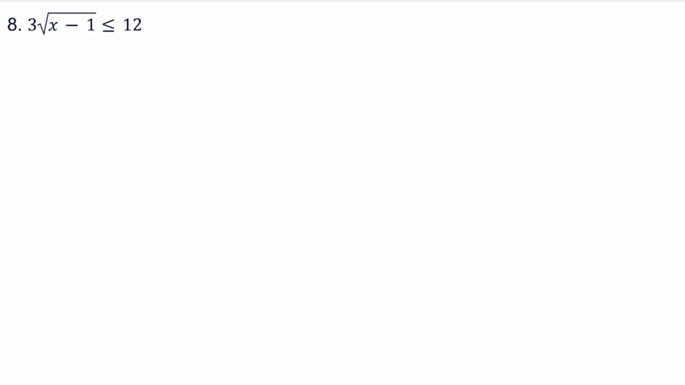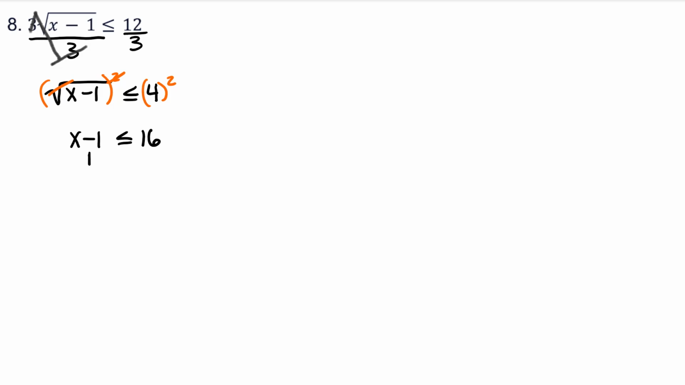This time, let's solve a radical inequality. First, isolate the radical. Then square both sides. So x is less than or equal to 17. You could check by plugging in any number less than 17. I'm going to check by plugging in 0.